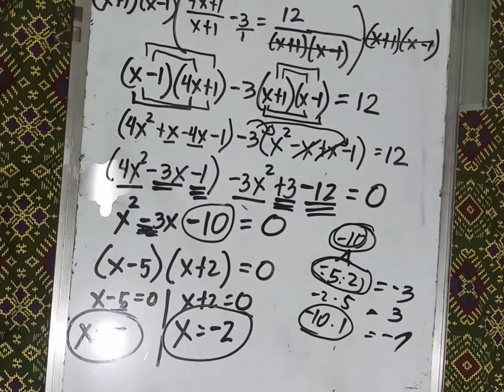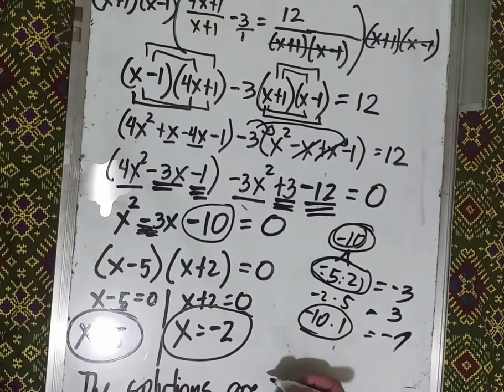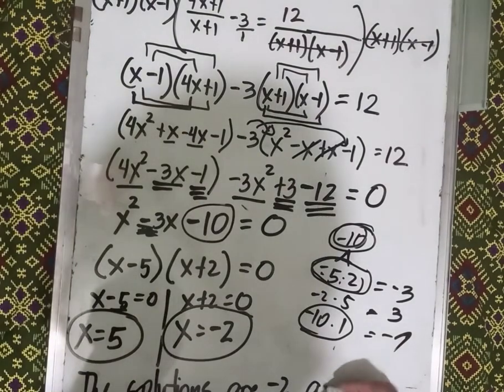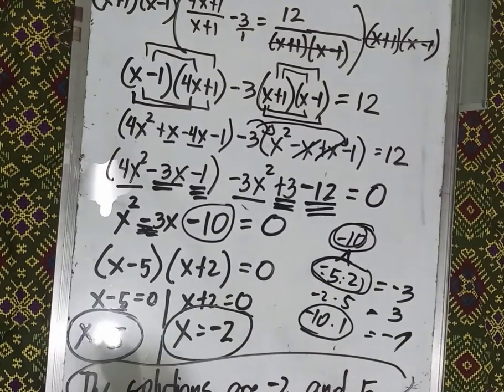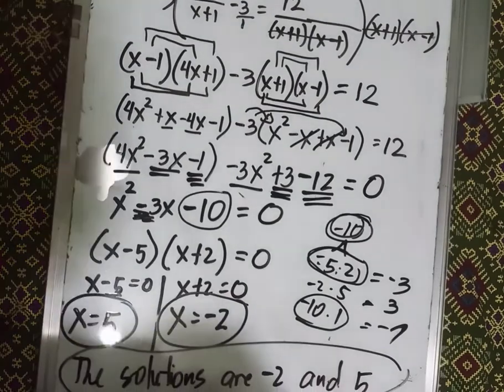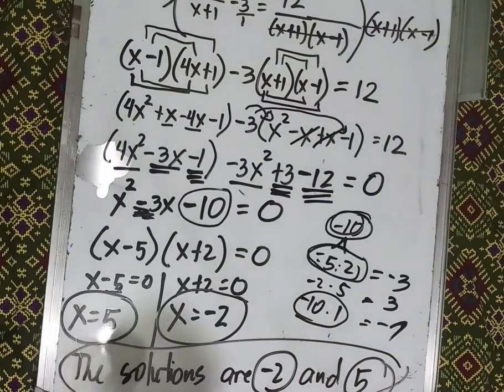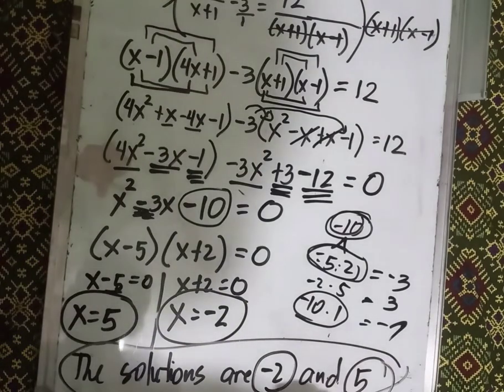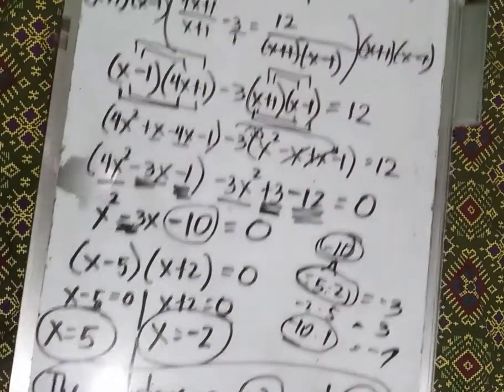So the solutions are negative 2 and positive 5. That is the value of x, negative 2 and positive 5. Try to check, just substitute the negative 2 and positive 5 to the equation if tama yung sagot.